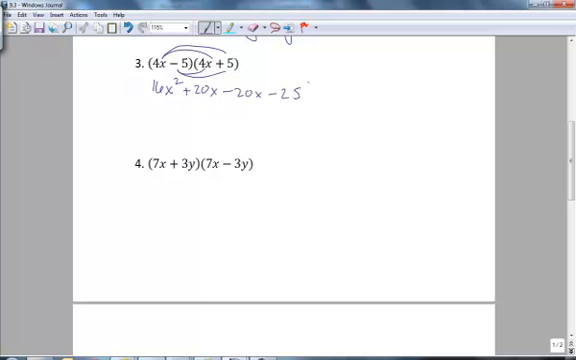So now when you go to add your middle terms, your outers and your inners, they add out. So you get 16x squared minus 25. That'll only happen when you have two binomials that are the same, but the middle sign is different.